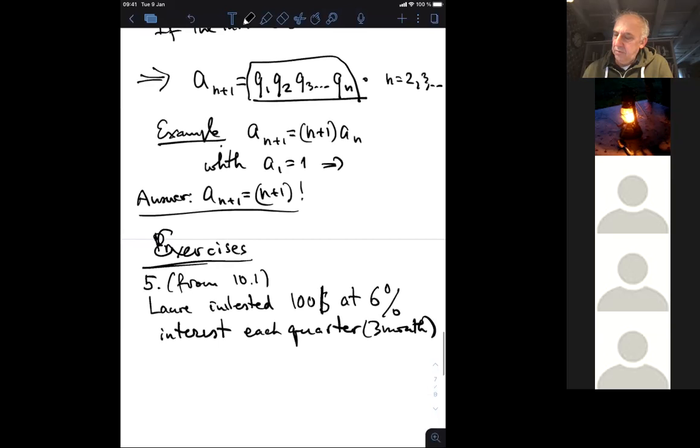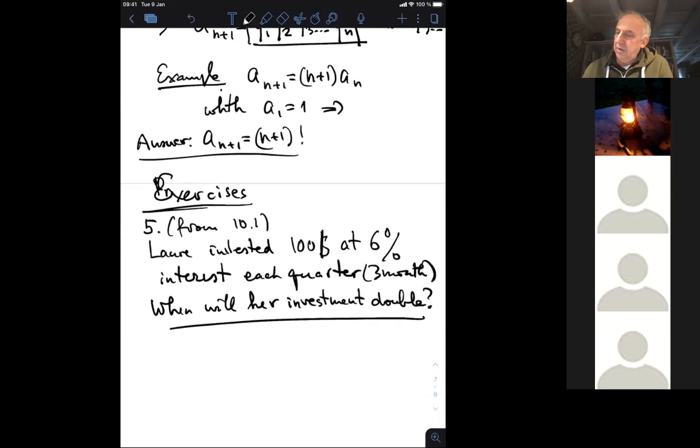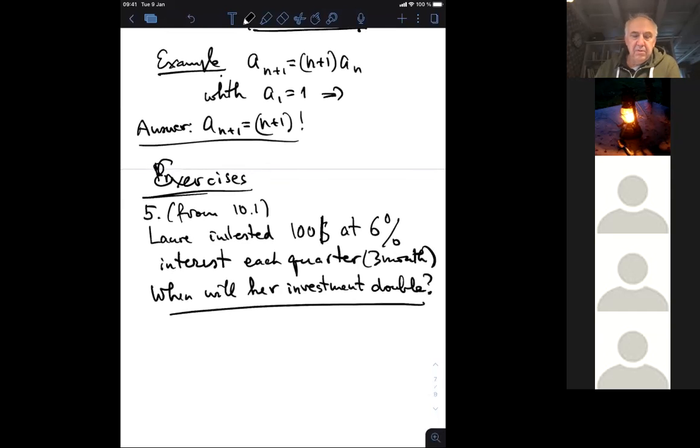So the question is, when will her investment double? So after what number of quarters her initial $100 would be more than $200? Well, I think you have seen such examples already in high school. At least my kids do something like this. So we get a sequence of numbers. So solution.